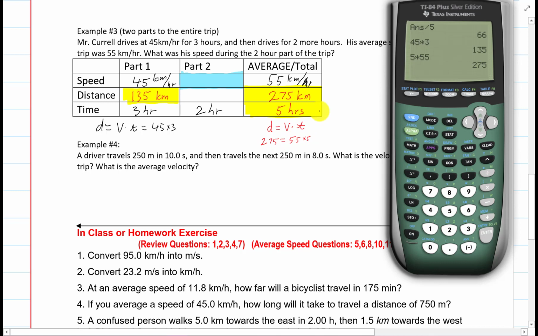Then what's the next step? It's the subtraction I was hinting at. So keep on going, please. 3, 2, 1. Yes, the 275 minus the 135 is 140. And if you drove 140 kilometers in 2 hours, then your speed in section 2 is going to be 140 kilometers over 2 hours, which is 70.